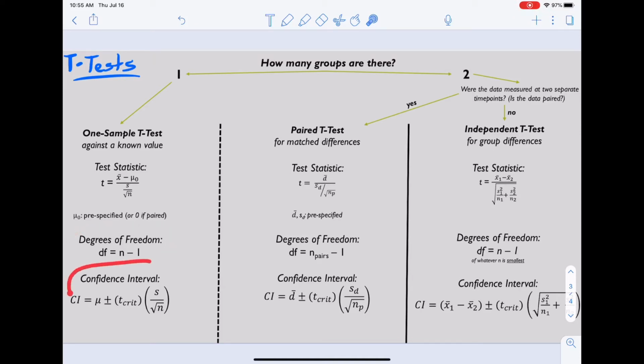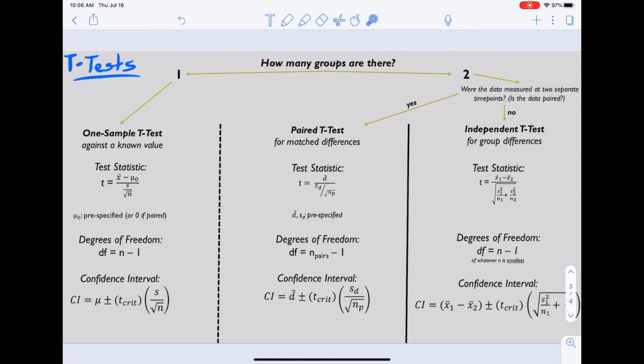Confidence interval, it's all right there. You find your t-crit by going to that tool, plugging in your alpha, plugging in degrees of freedom, and then you're set. You find some value, and that's that. You get some result. Easy peasy, right? Okay, and then we come over here.